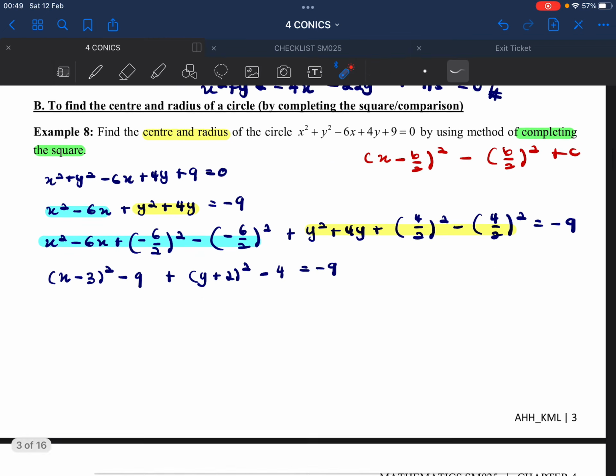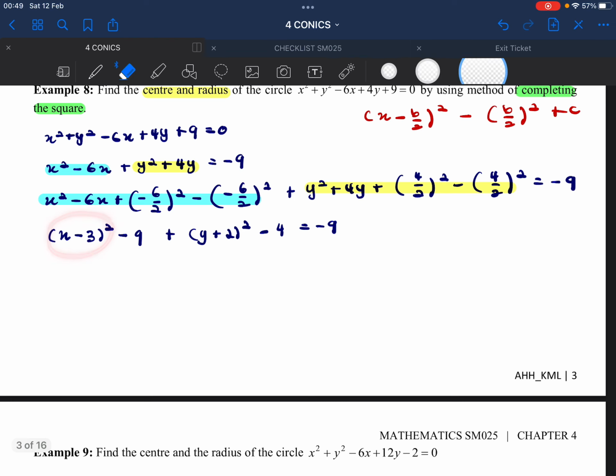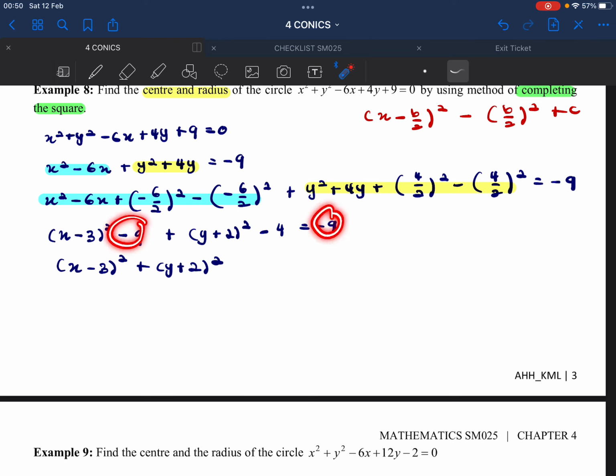So we are going to rearrange this. The blue part and the yellow part will be on the left hand side, and all of the constants will be on the right hand side. We have x minus 3 squared plus y plus 2 squared equals negative 9 plus 9 plus 4, which gives positive 4. As you can see, we already have our standard equation of the circle.